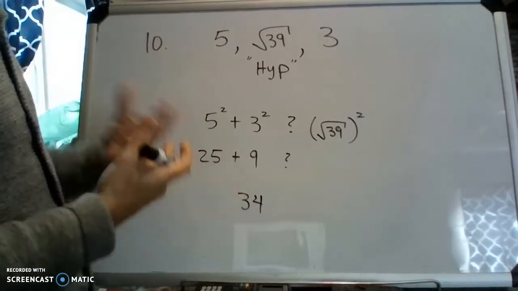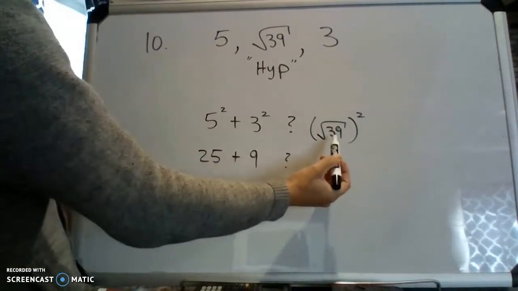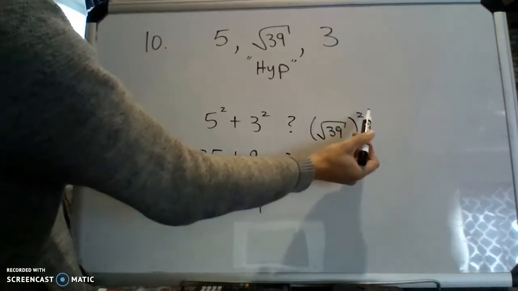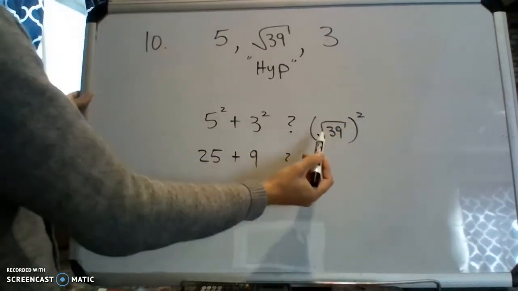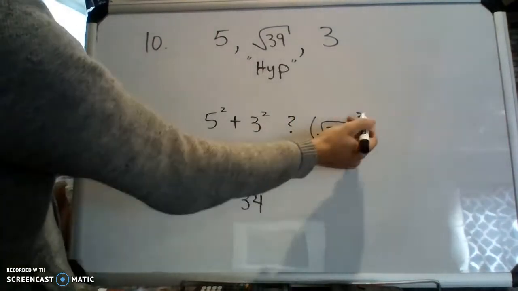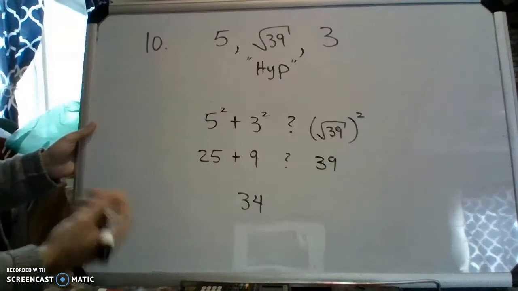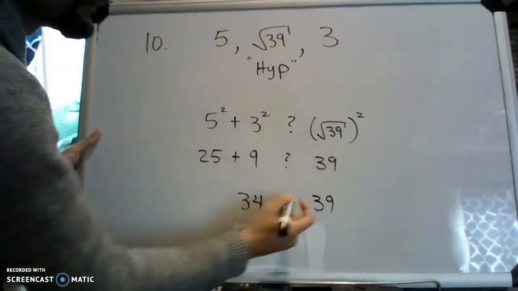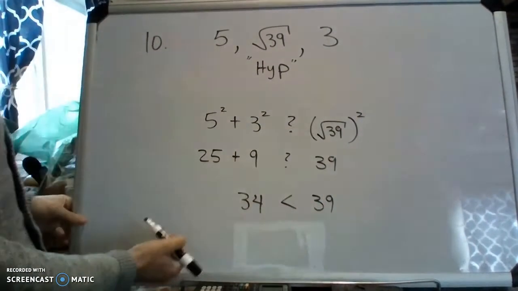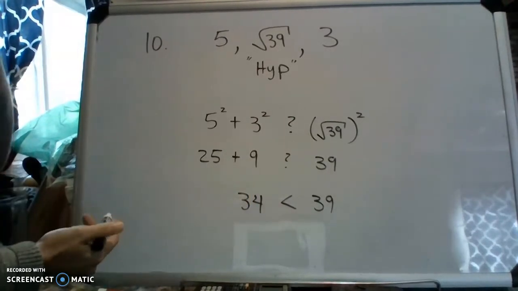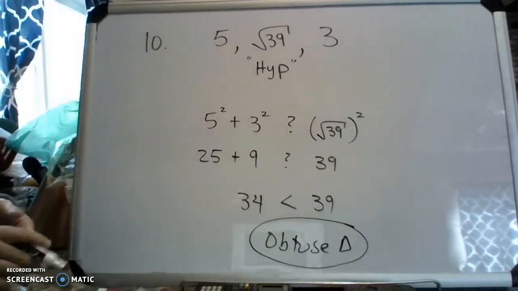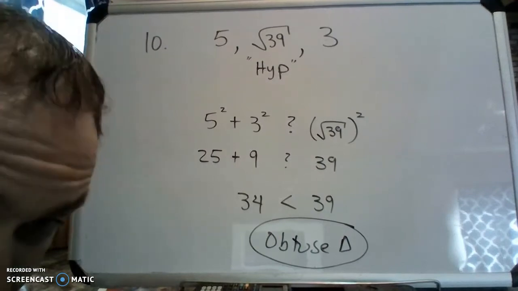Now, if you've forgotten your square root stuff, this may be a little bit confusing, but hopefully you remember that the square root operation is the inverse of squaring. So whenever a square root gets squared, they actually just cancel each other out. So the square root of 39 squared comes out to just be 39. So we can see that the hypotenuse side, once again, is the bigger side, and the legs are too small to match it. So that's just like the last problem, and that is an obtuse triangle. Let's move on to the next question.